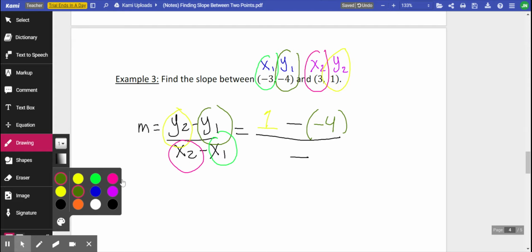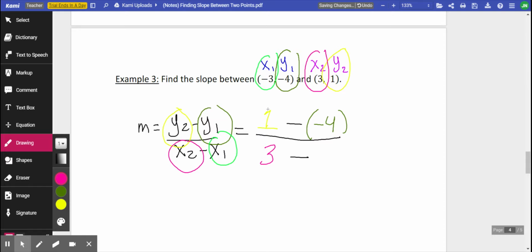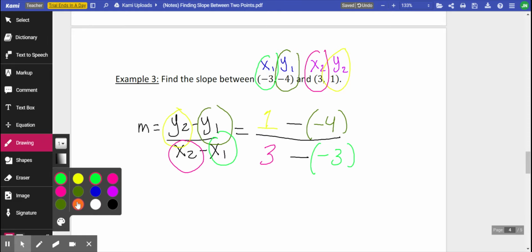X2 is a +3, so I'm going to put +3 on the bottom. And then X1 is that number in green, which is a -3. So I'm going to write it in green, -3, but since I have 2 negatives in front, I'm going to put parentheses so I don't get confused. Okay, now that I have everything plugged into my formula, again, notice I have two negative signs, right? One for the formula, one for the actual numbers, y1 and x1. So be careful. Make sure you don't skip over those negative signs because they may mess you up when you're simplifying. Two negatives make a positive.